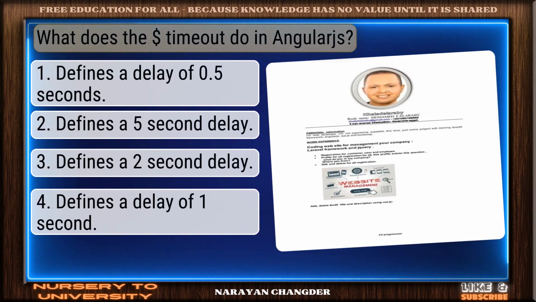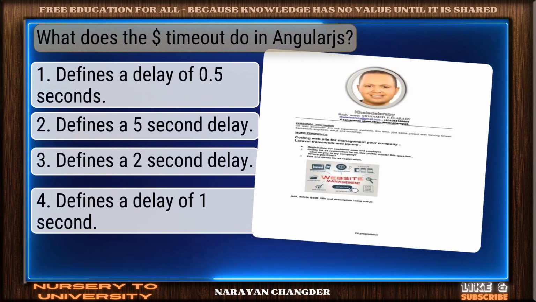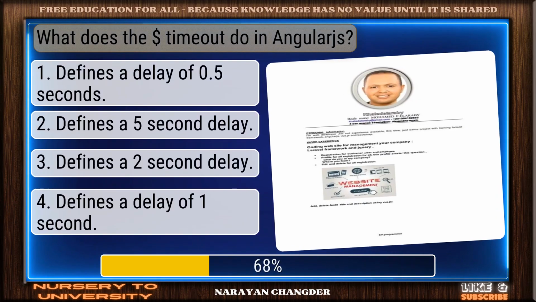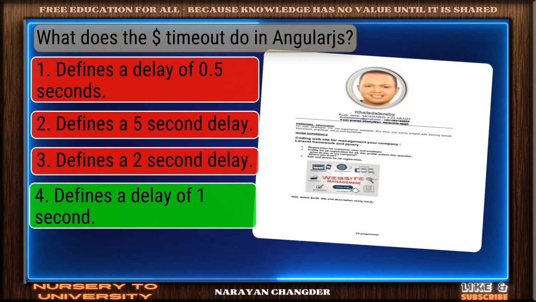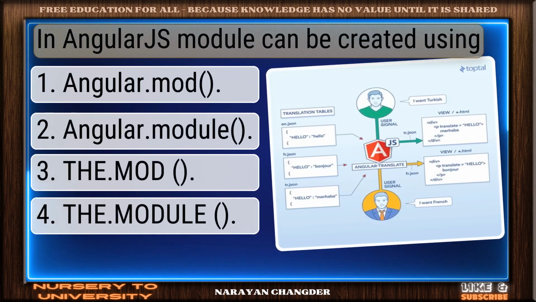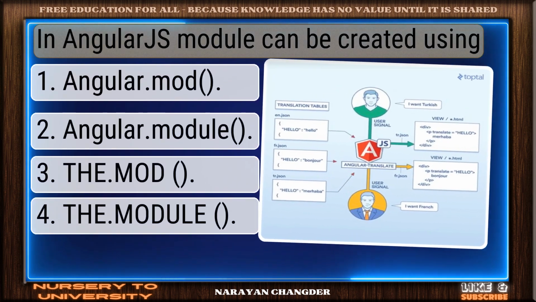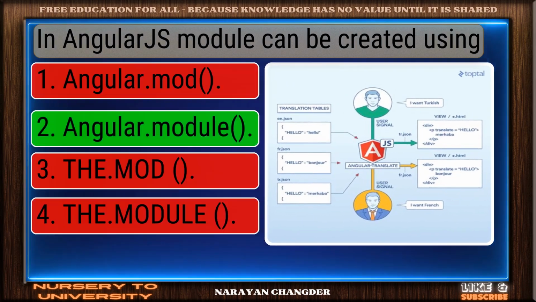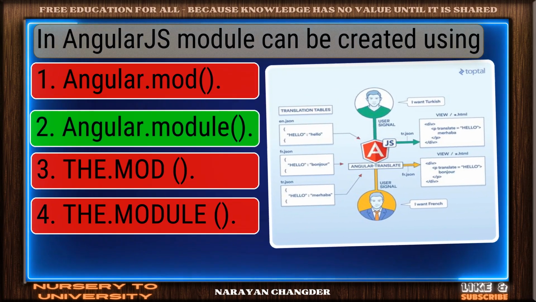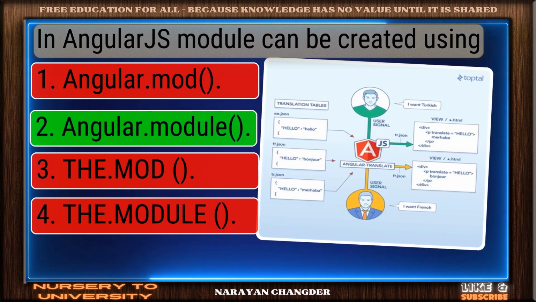Question number 39. What does the $timeout do in Angularjs? You're right. Defines a delay of 1 second is the correct answer. Question number 40. In Angularjs, a module can be created using? Great job. angular.module is the accurate answer.